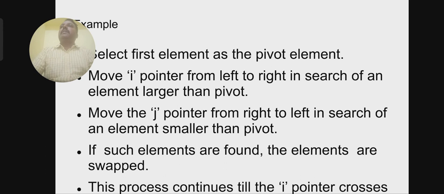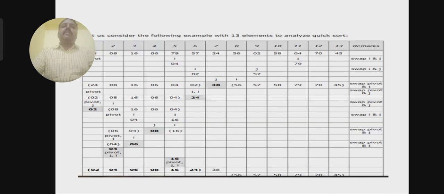For example, here we are providing 13 different elements to analyze quick sort. As usual, the first position element 38 is assigned as the pivot element. The remaining elements we are going to compare. For example, the I pointer searches from left to right for the highest element. For example, the fifth position 79 is the highest element, so I is pointing to 79.